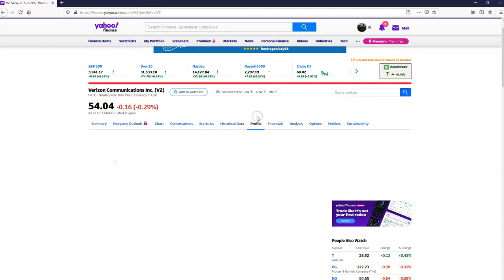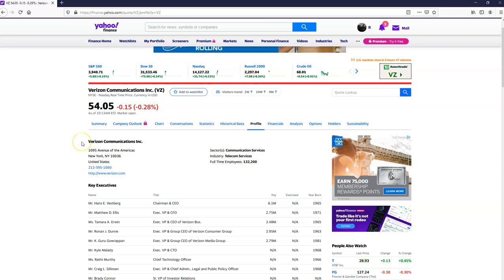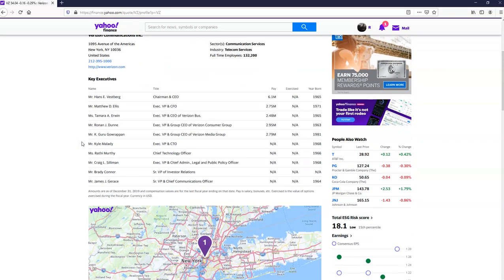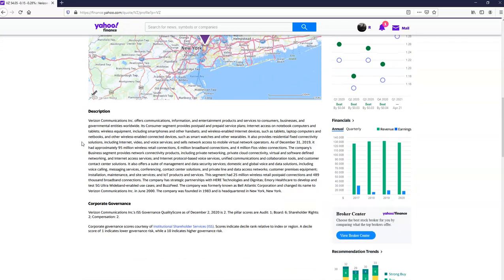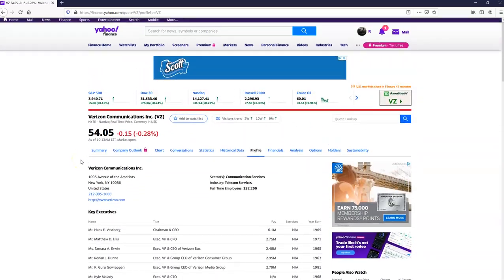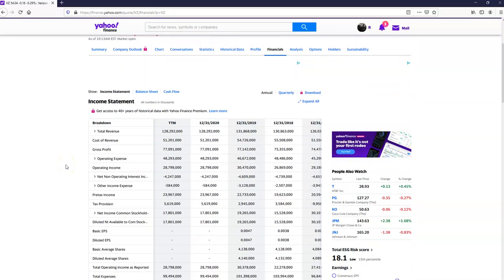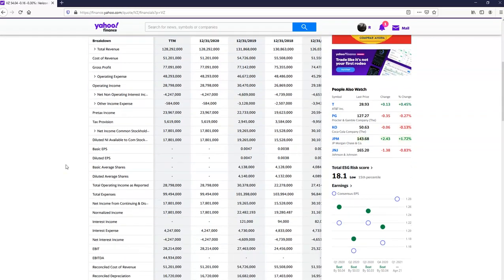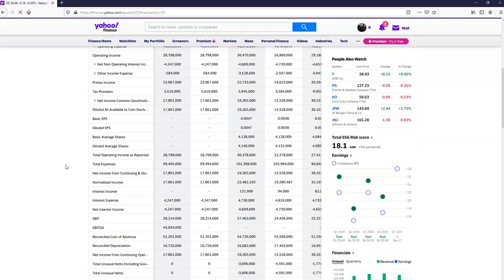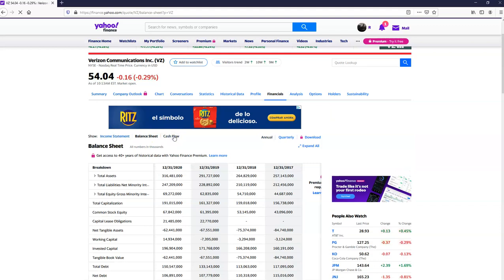All right. If you click right here where it says profile, it tells you basically about the company itself, Verizon Communications, where the headquarters are located. Gives you a bit of a description. If you click right here where it says financials, you could probably do a whole class just on all this information here. So you can take a look at the income statement, the balance sheet, and cash flows for this particular company.